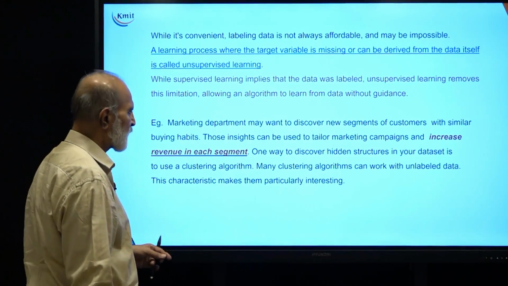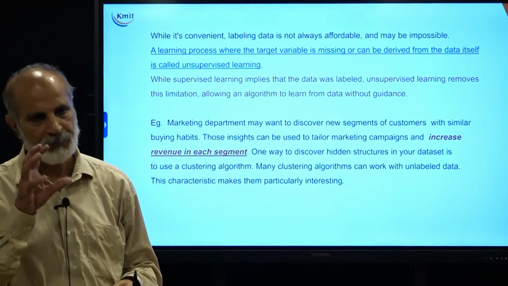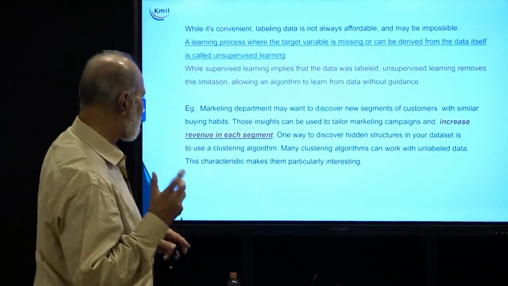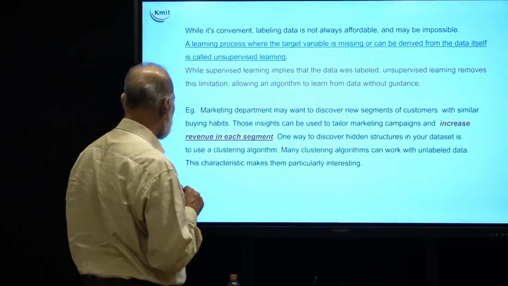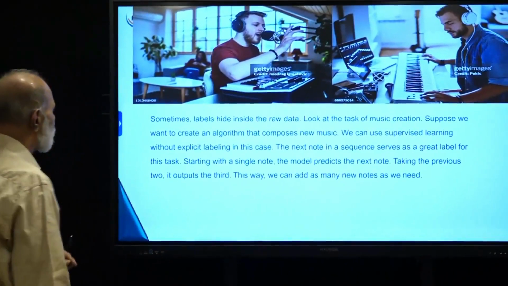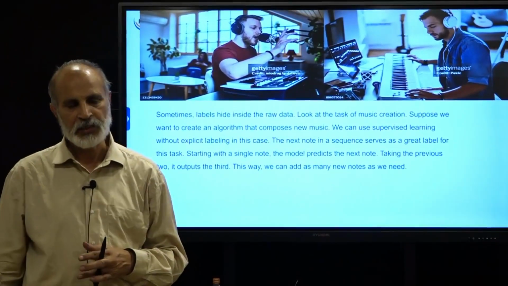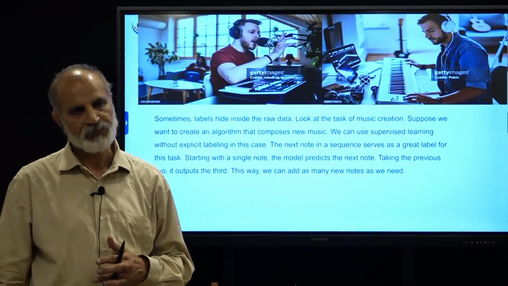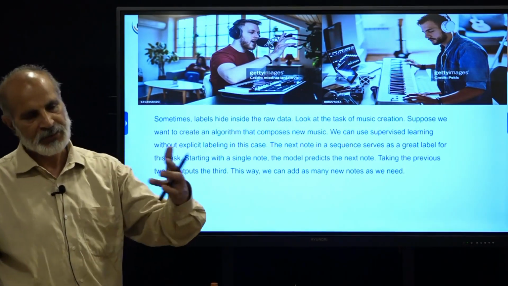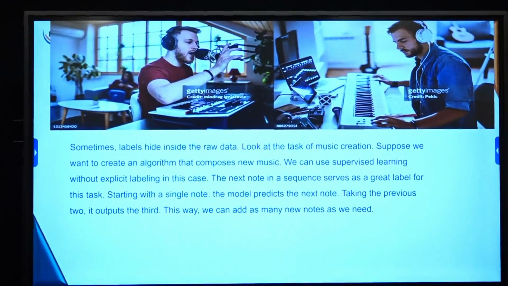One way to discover hidden structure in our data set is to use a clustering algorithm. A clustering algorithm means making groups of people who have a similar interest or similar buying capacity or habit. Many clustering algorithms can work with an unlabeled data set, and this characteristic makes them very interesting. So for example, look at music. I want to generate a new music. Music is very close to the human brain and the human heart. Everybody likes a different genre of music. Somebody would like classical, somebody would like Karnatak music, somebody would like a different kind of music. So sometimes labels hide in the raw data.